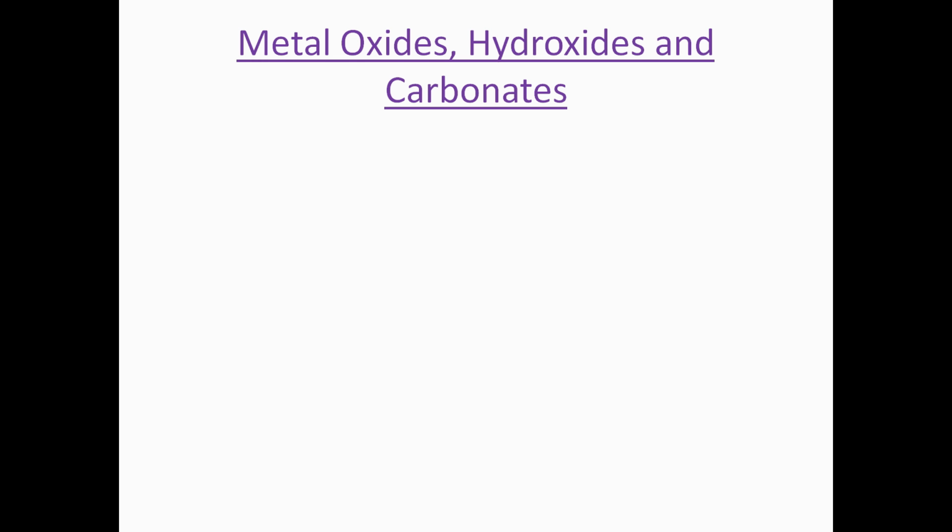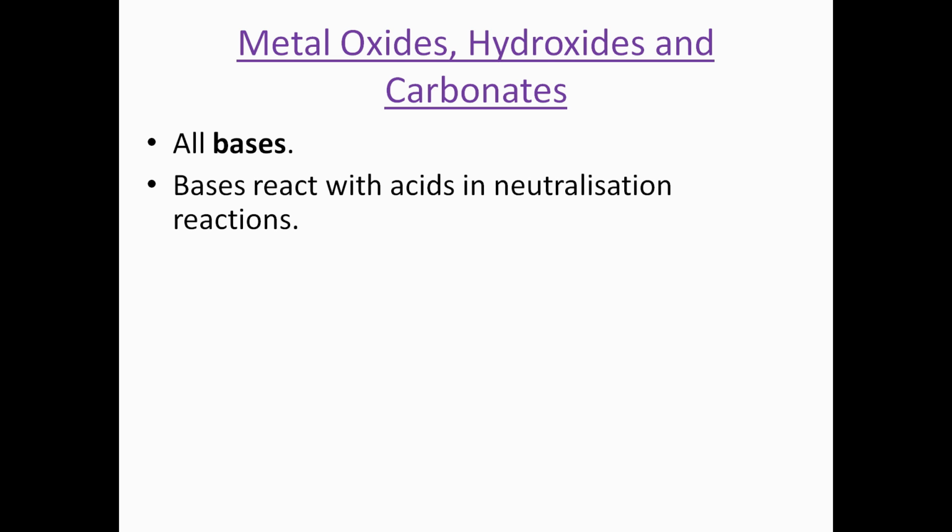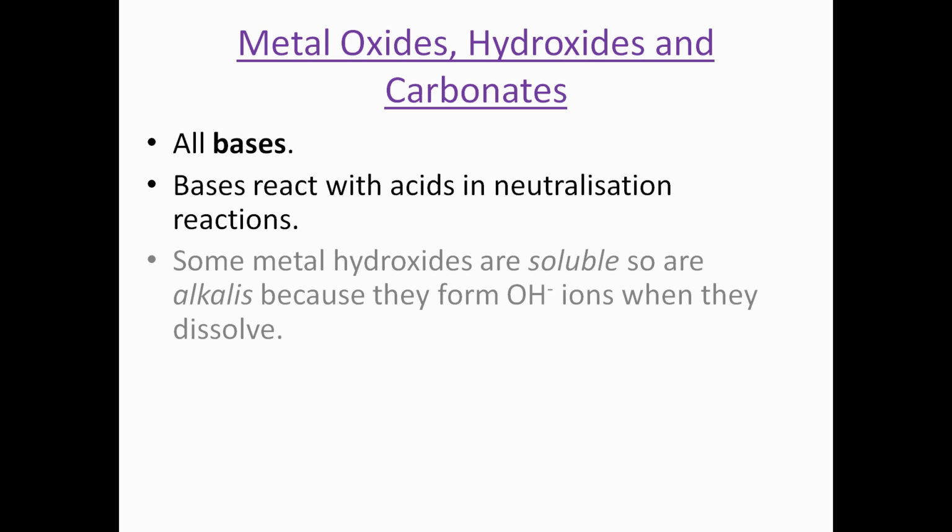So now we're going to move on to metal oxides, metal hydroxides, and metal carbonates. These are all bases, okay? And a base is going to react with an acid in a neutralization reaction. They're basically the opposite of an acid. Some of them, especially some of the hydroxides, are soluble, and that means they form alkalis when they dissolve in water, because an alkali is something which forms OH minus ions, which you will remember from the lesson on acids and bases.